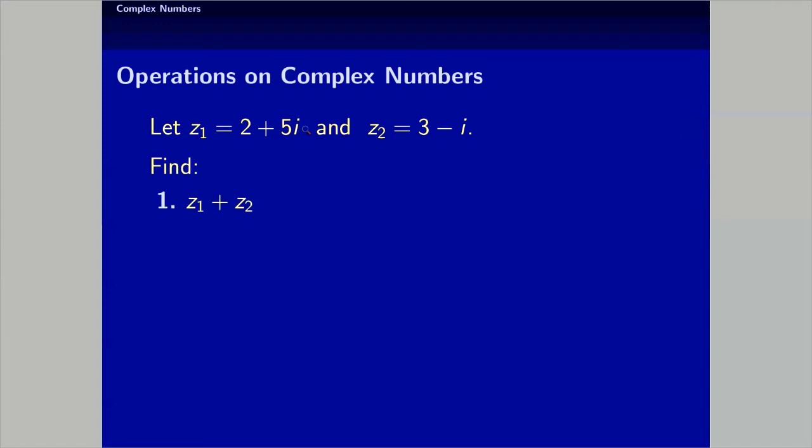What is the sum of these two complex numbers? So, I'll just copy this, teacher. This is Z1 and this is Z2. So, this is easy. To add complex numbers, all you have to do is add the real parts. So, you have 2 plus 3.